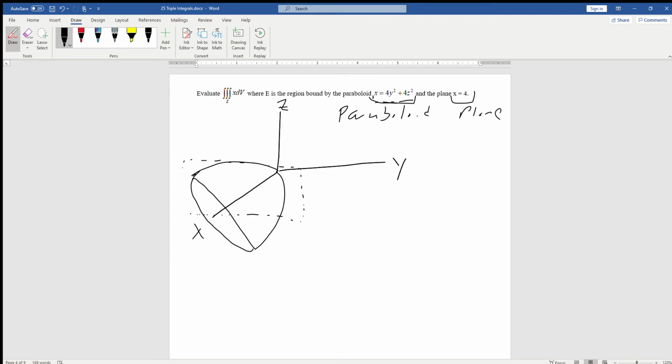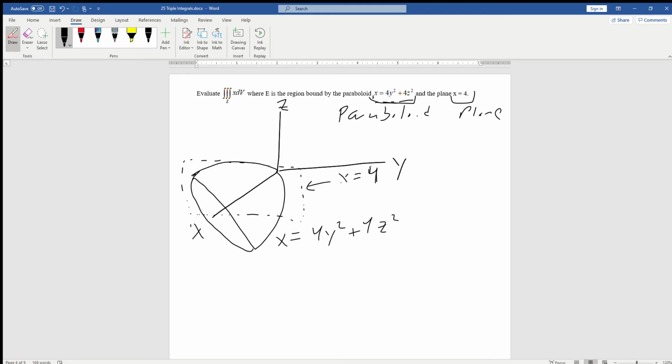Basically, we're taking a piece of paper and cutting right through our paraboloid. So this is the function x equals 4y squared plus 4z squared, and then this is the plane x equals 4.